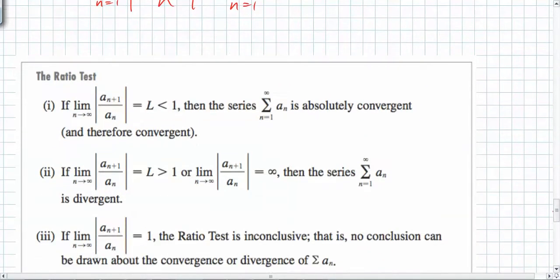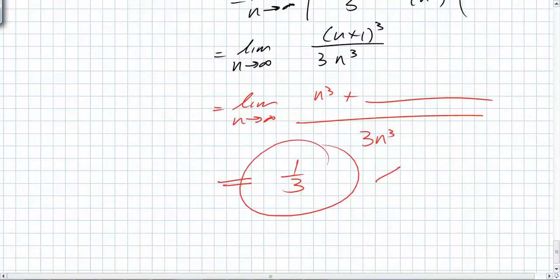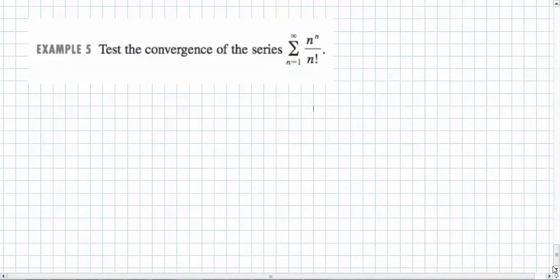If it's less than 1, what does it mean? Absolutely convergent. So therefore, is this convergent? Yes, which is less than 1, so convergent. Does that make sense on that one? Yay. Let's test the convergence of this thing.